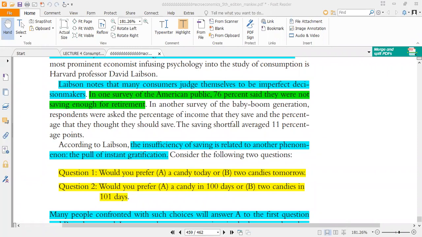Willie, which one will you go for? To me, the two candies. So number 1, you go for the 2 candies? Which one will you go for? I'll go for B for both of them. You go for B for both of them? Yes. Okay.